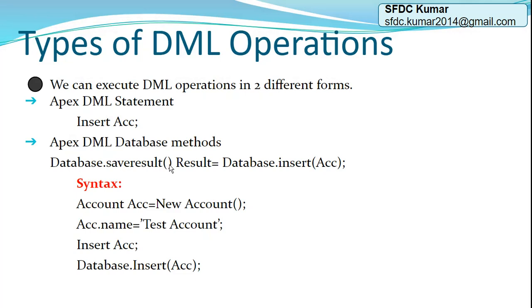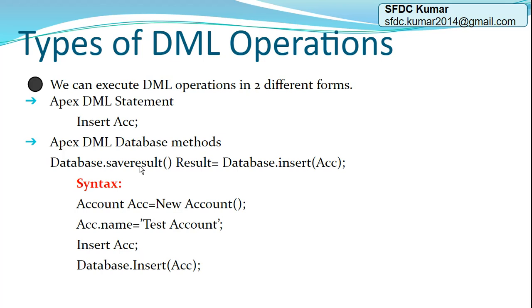It is also an interview question. Interviewers sometimes ask what is the return type of database dot insert or update. It is database dot save result. The save result holds the saved data, whether it is success or error. If it is success, one Excel sheet will be generated. If it is a failure, another sheet is generated. So at the coding level, we have to segregate.